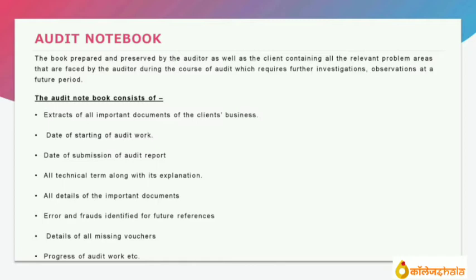So audit notebook consists of what? Extracts of all important documents of the client's business, date of starting of audit work, date of submission, all technical terms along with the explanations, all details of the important documents, errors and frauds, details of missing vouchers, progress of audit work, etc. So it's almost like an audit file. But here, in the definition of the audit notebook, you have to mention that it contains all the relevant problem areas that are faced by the auditor during the course of audit work. Okay, clear?